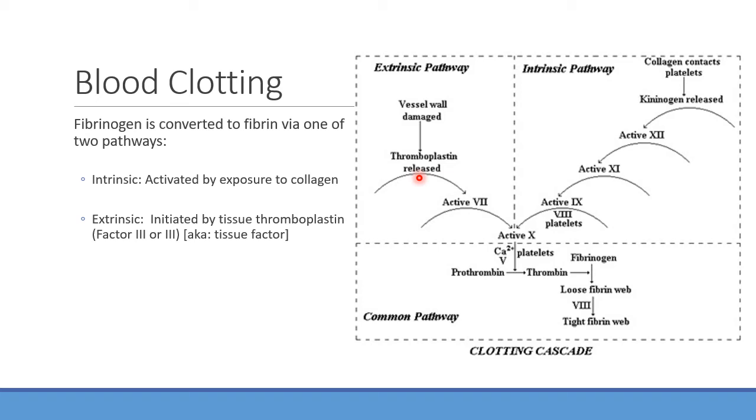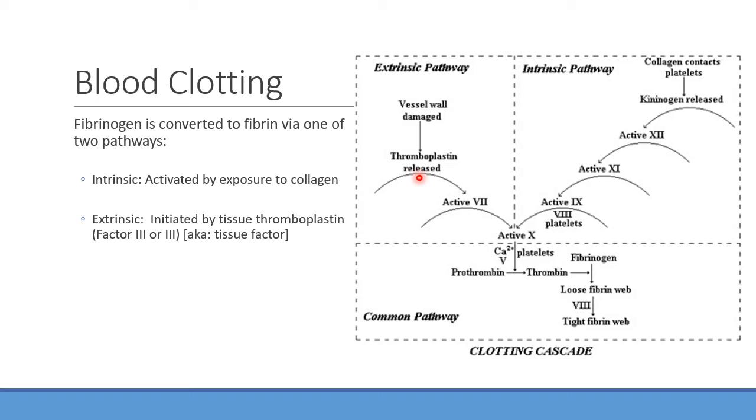Now again, you don't want that to happen unchecked, because if I kick that off in one injured vessel, and then it kept clotting off everywhere, that would be no good. I'd have no blood flow anywhere. That's not what we want. So there's certainly some anticoagulants that are going to be important to work with this system, but just know this is an example of that positive feedback loop.